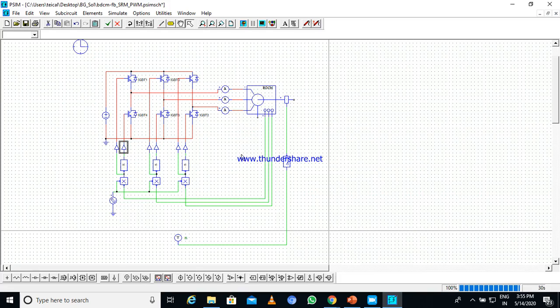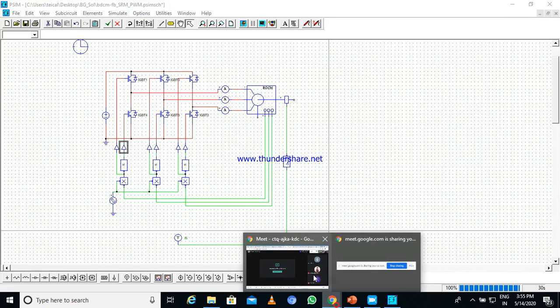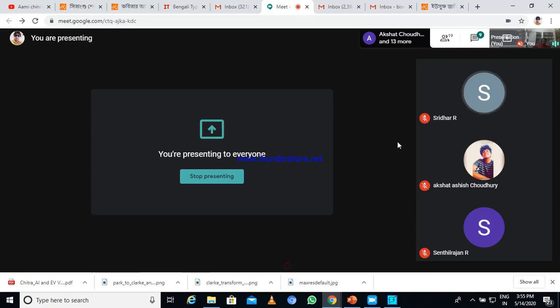Or you can use some other TMS Texas controller, the 320F series, and you can rotate the machine and learn the entire technique. So this is all about this BLDC machine.